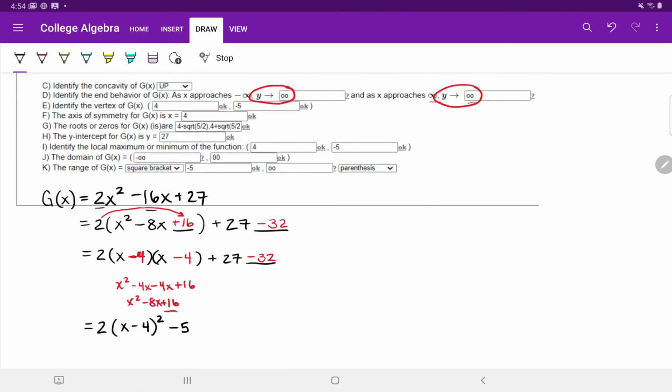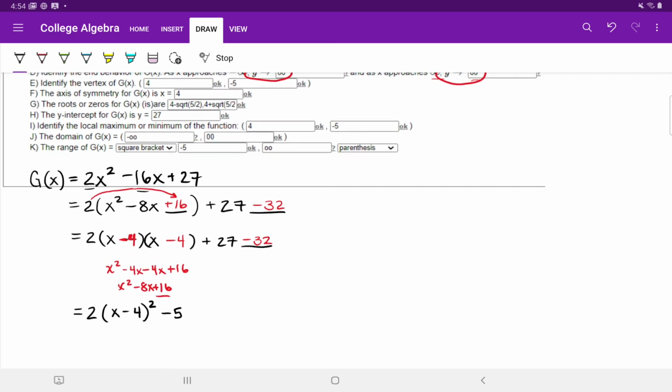And then part E asks us to identify the vertex. Well, the vertex, we just flip this sign and carry this down, so it'll be 4, 5. That's our vertex. Or 4, negative 5, I'm sorry. We don't need to flip that sign. Then the axis of symmetry tracks with the x value of the vertex, so it's just x equals 4.